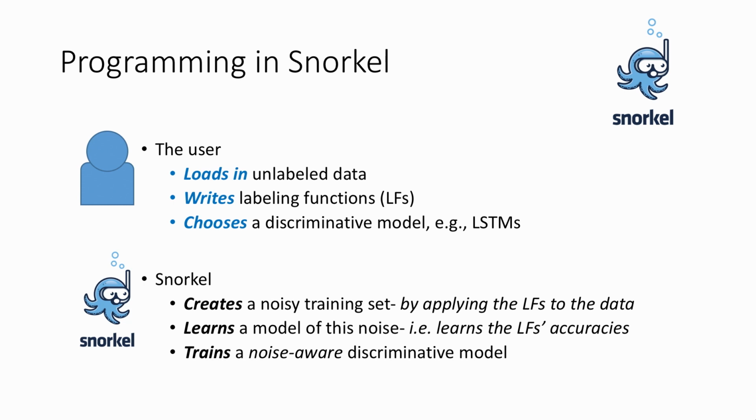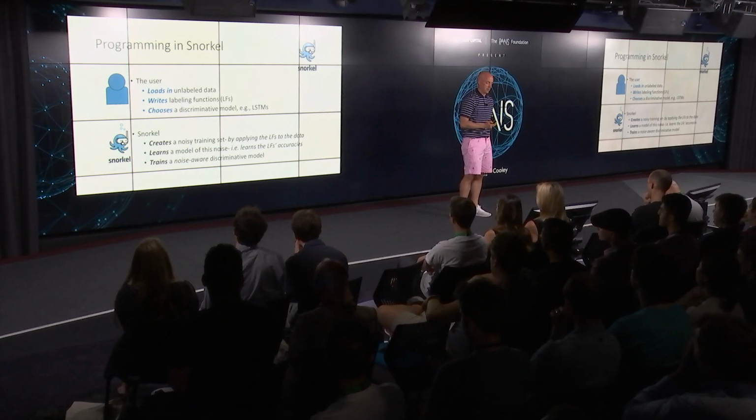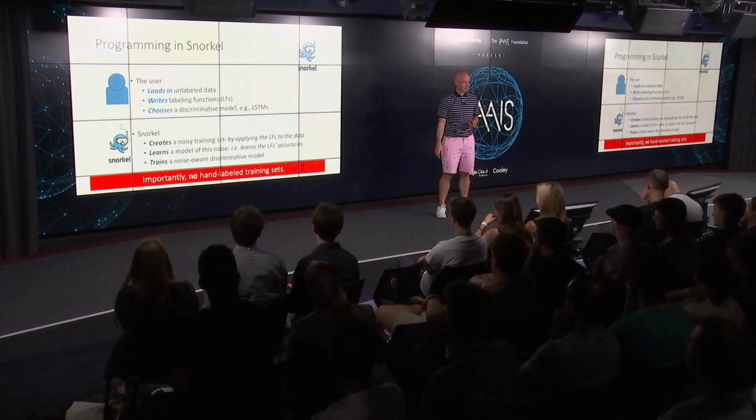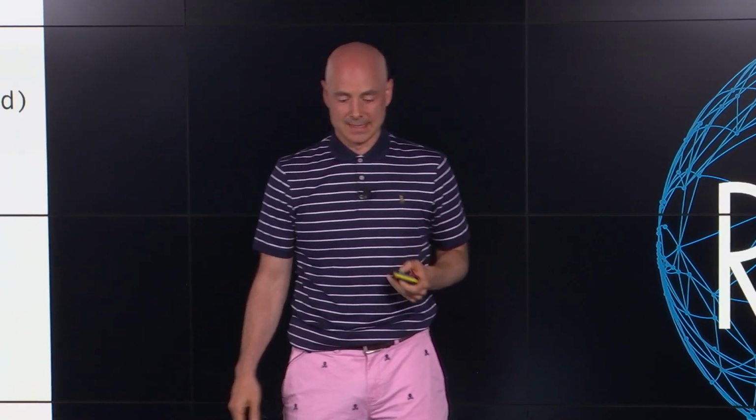What's going to happen underneath the covers is Snorkel's going to apply that to the entire data set. It's going to learn a model of the noise. It's going to assume that those labeling functions are inaccurate and potentially correlated. Then it's going to figure out and pass that uncertainty onto the discriminative model, which is really simple to do if you know the formulation. You can do it with any discriminative model. And importantly, as I mentioned, no hand-labeled data sets. So let's see an example.